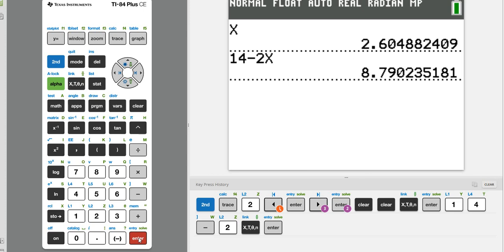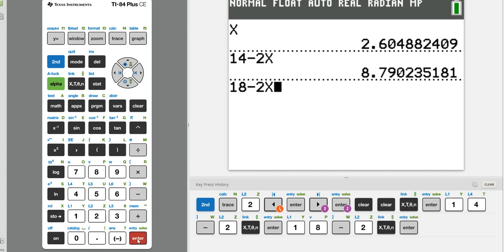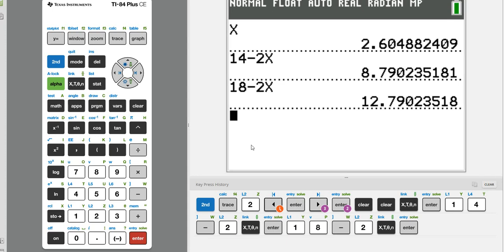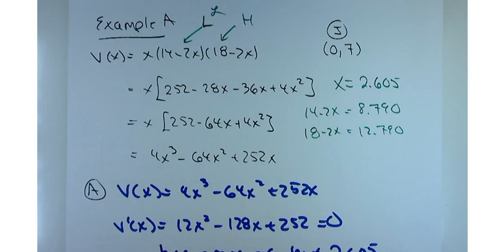So 14 minus 2x is about 8.790. And then 18 minus 2x is 12.790. So those are the dimensions of your box. That's the one that maximizes the volume.